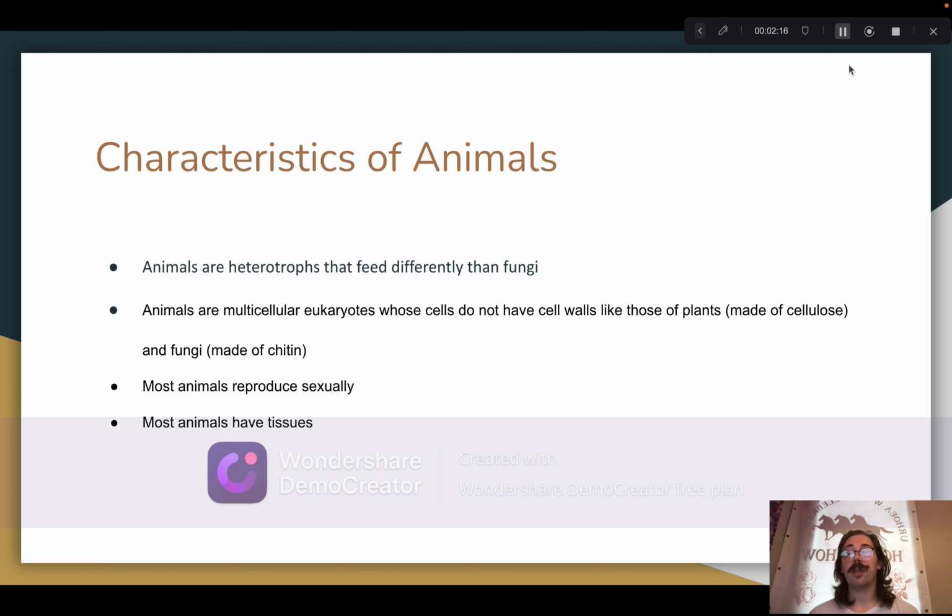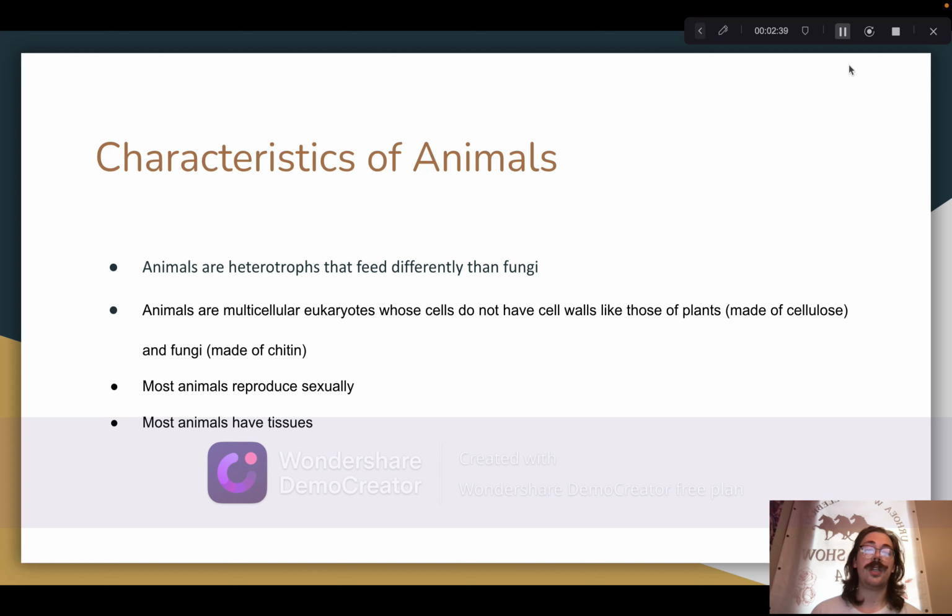Some animals are diploblastic, meaning they produce embryos that only form two germ layers, the endoderm and the ectoderm, while some animals are triploblastic, meaning they form embryos that have three germ layers, the endoderm, the ectoderm, and the mesoderm.